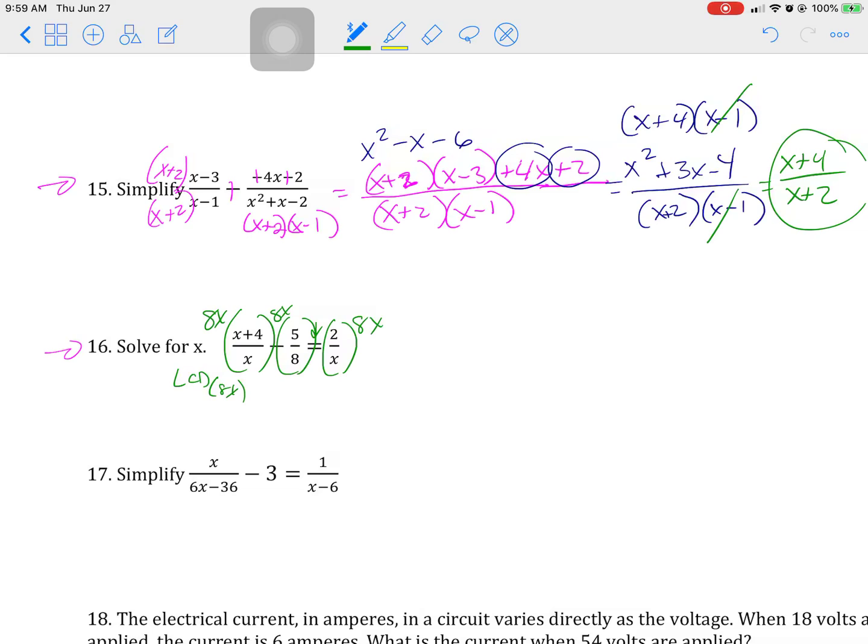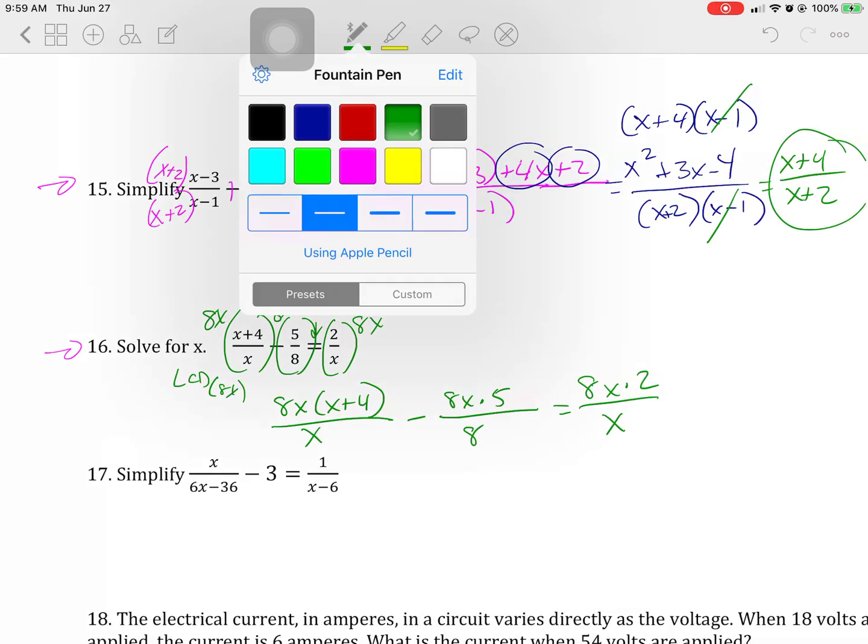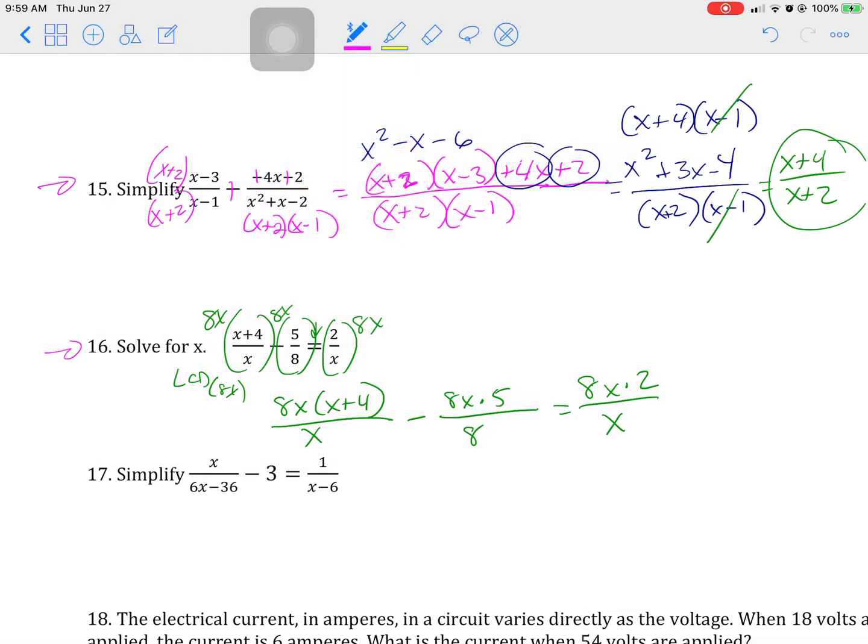LCD and reducing, okay? So this is 8x times x plus 4 over x. This one is 8x times 5 over 8 equals, I'm kind of doing it the long way for a minute for this one, x times 2 over x. So you multiply your LCD by the numerator of every term, even if you have a whole number, and we'll show you on the next one, and then reduce, okay? So if you did it correctly, you no longer have fractions.